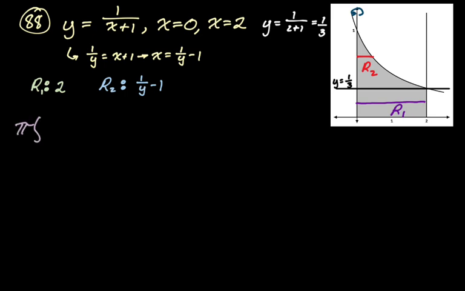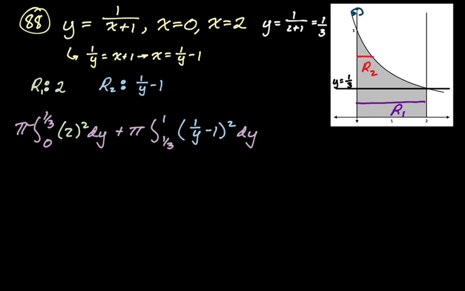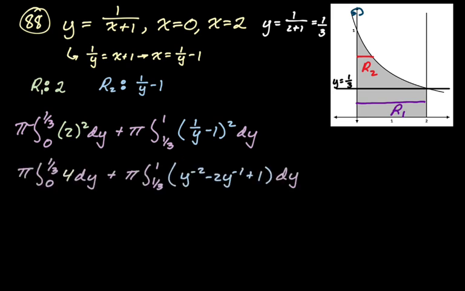So we're going to go pi from 0 to 1/3, because it's all the y values, big R, which is 2 squared dy, plus pi from 1/3 to 1, big R2, which is 1 over y minus 1 squared dy. All right, so let's expand some stuff. So we'll get pi 0 to 1/3 of 4. That one's pretty set in stone. Plus pi 1/3 to 1.